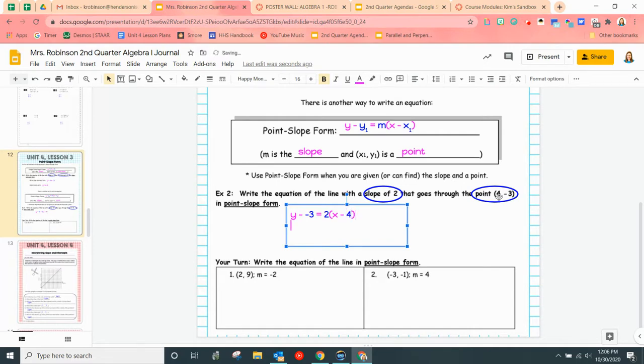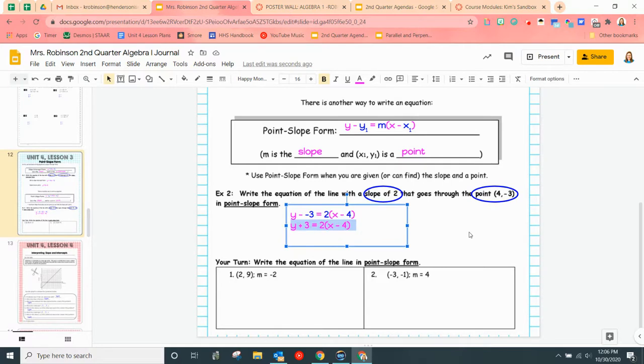Let's simplify this a little bit, because y minus -3 is really y plus 3. So we could simplify it as that. Equals 2 times (x minus 4). There's no simplifying to do on this side. Now this is our final answer right here in point-slope form.